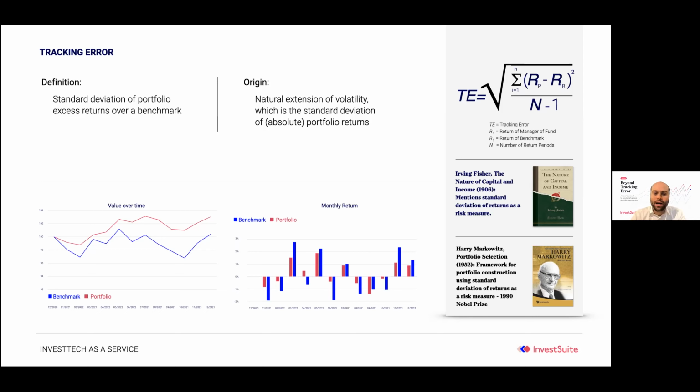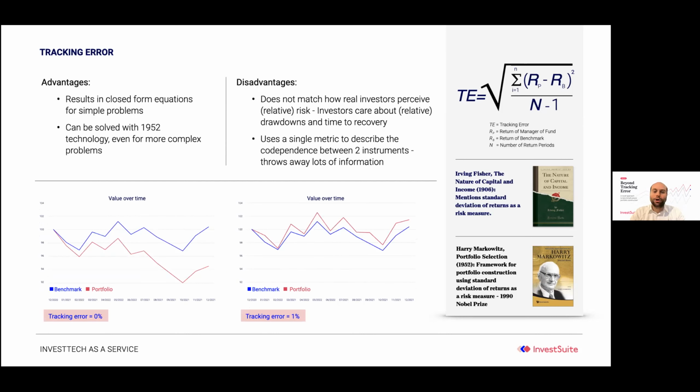Perhaps it's good to remember where that measure actually comes from and why it's so popular. It's a simple extension of volatility. Volatility is the standard deviation of absolute returns and tracking error of relative returns. And volatility was first proposed as a risk measure in 1906, but really made famous by Harry Markowitz in his portfolio selection thesis, where he introduces the concept of mean variance optimization, which of course takes volatility or variance as the risk measure. So why did Markowitz use volatility and tracking error as a risk measure?